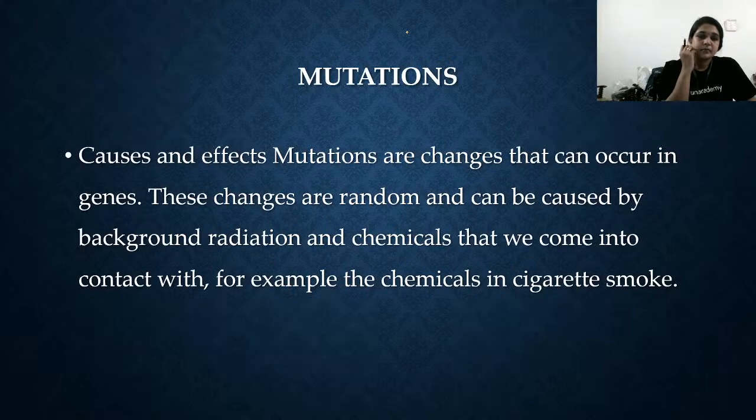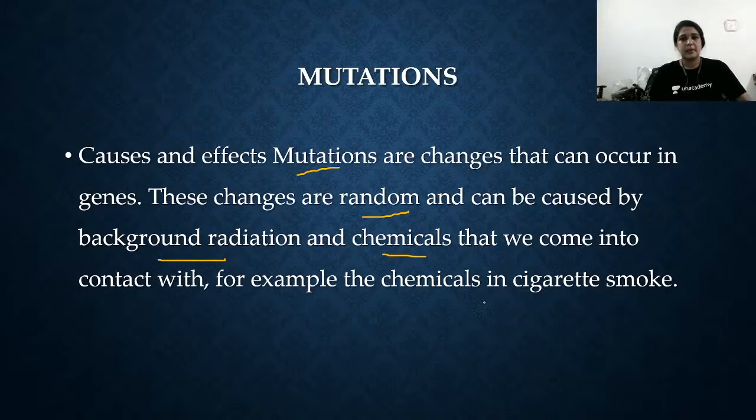Okay. Next, coming to mutations. Cause and effect: mutations are changes that can occur in genes. What is a mutation? A mutation is a change that can occur in genes. These changes are random and can be caused by background radiation and chemicals. There are many reasons.